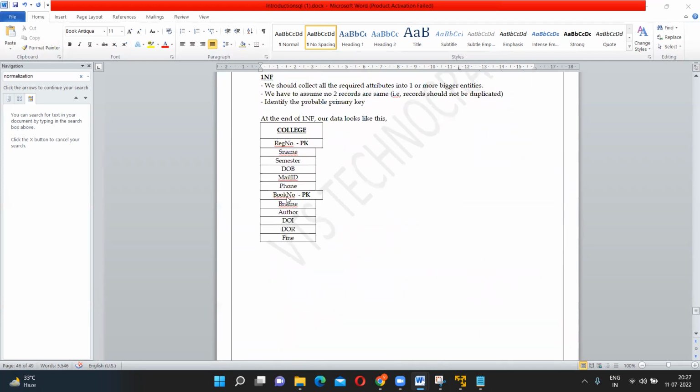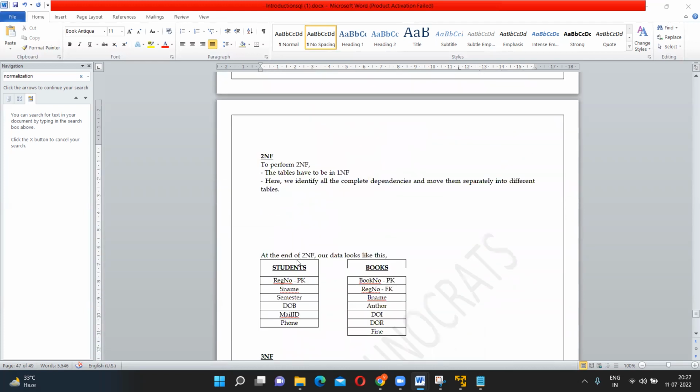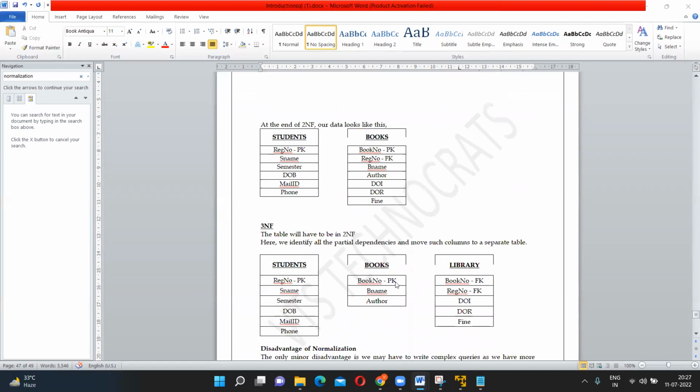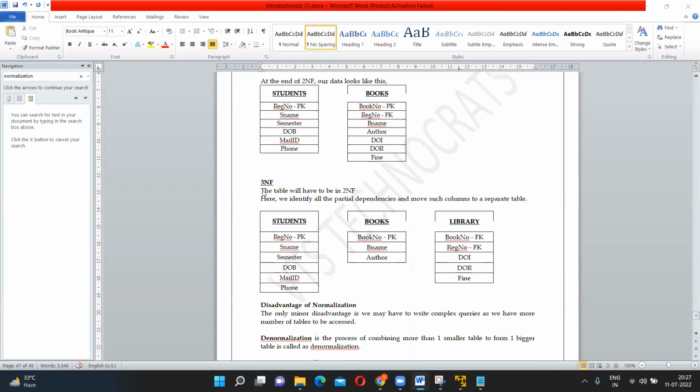Suppose here there's a complete dependency, student is completely dependent on book. So we have moved it into a separate table. Are you clear with first and second normal form? Yes or no, guys? Yes. If you have understood this much, then we'll go to the third normal form. What is third normal form?